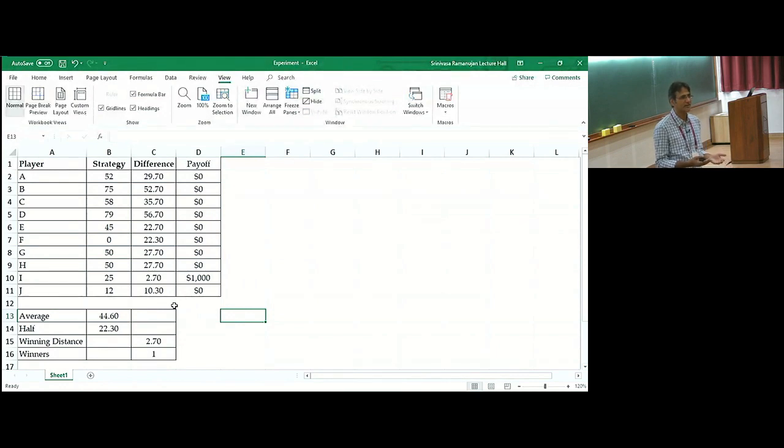It's not a good idea to play 0 in this game. It's simply not. In fact, the person who is closest to 0, the person who chose 0, did not win. The next person closest to 0, who chose 12, did not win. If somebody else had chosen, let's say, 3, 4, 5, 1, 2, they would not have won. Right? And you see that the person who actually won chose 25, which is quite some distance from 0.